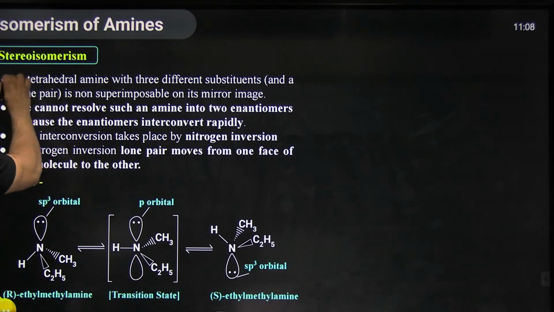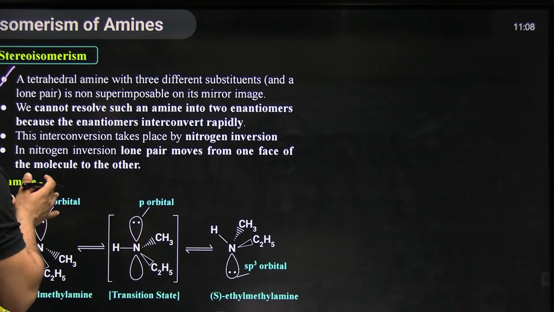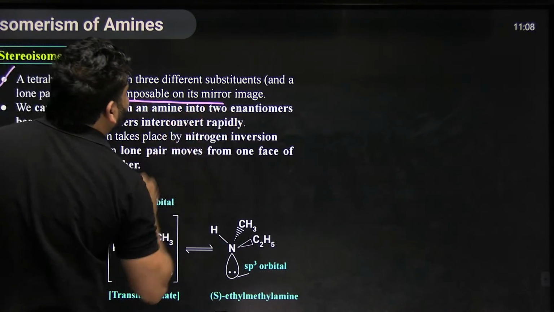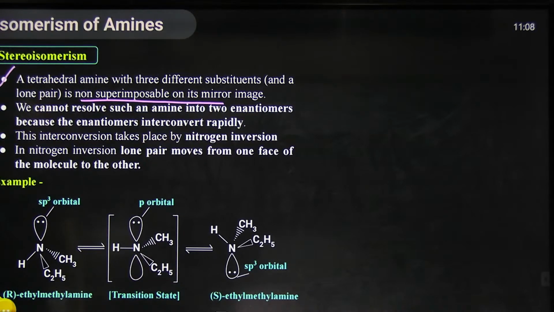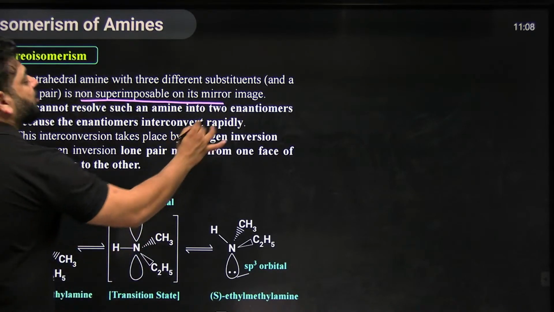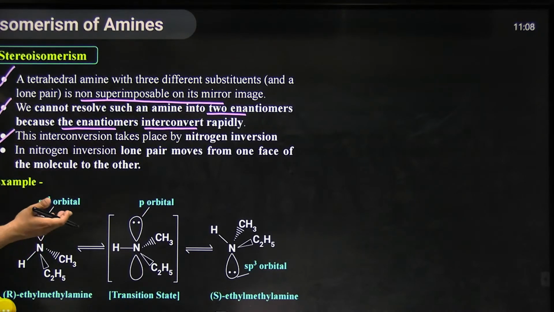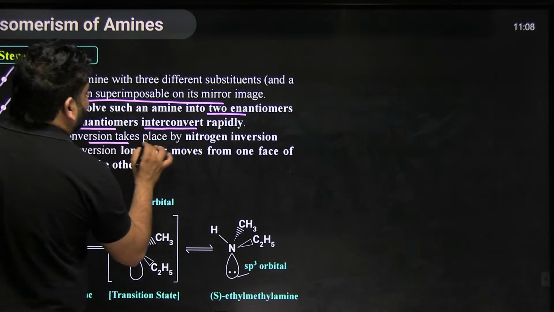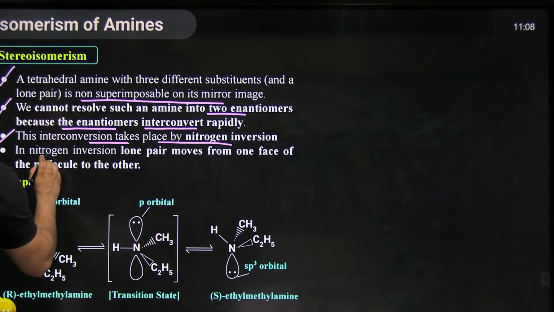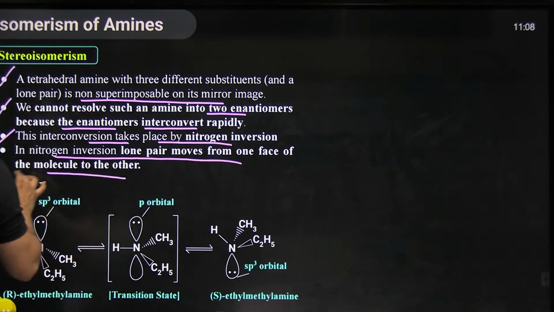Now let us read about this flipping part: the tetrahedral amine with 3 different substituents and a lone pair is non-superimposable on its mirror image. Yes, that is why these two mirror images can be called enantiomers of each other, but we cannot resolve them into two enantiomers. Why is it so? Because they are interconverted to each other very rapidly. The reason behind it is the flipping, as I was telling you: this interconversion takes place by nitrogen inversion, and in nitrogen inversion the lone pair moves from one face of the molecule to the other. So this is how it works, guys. The transition state goes from sp3 to sp2 and then back to sp3.